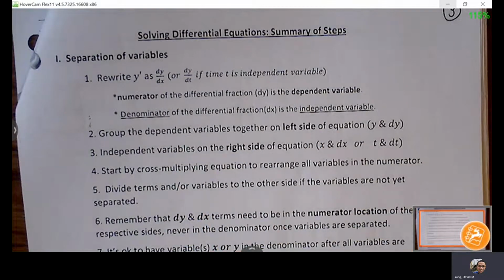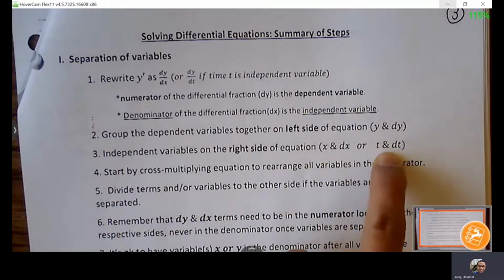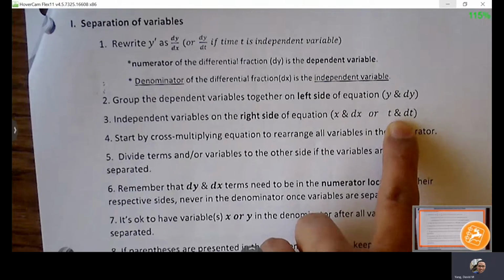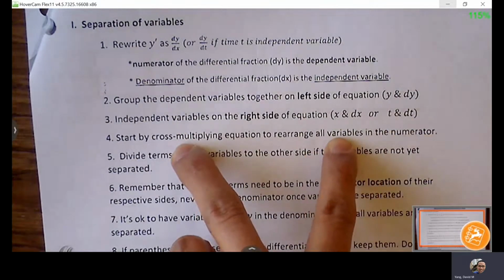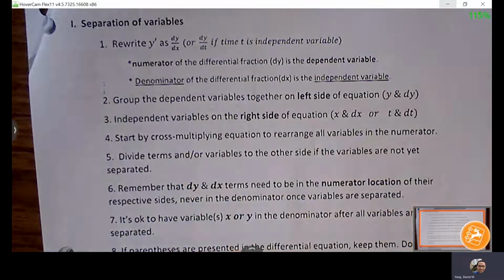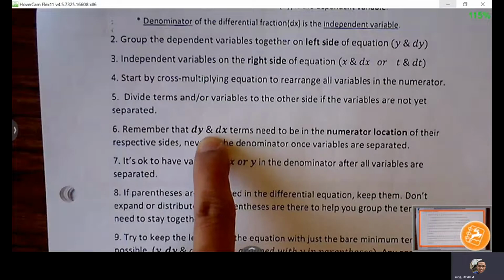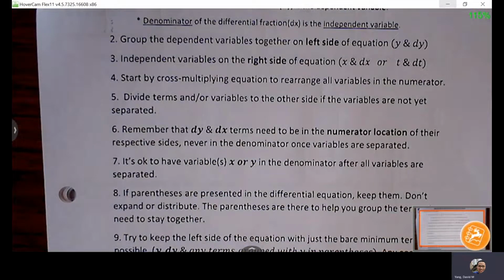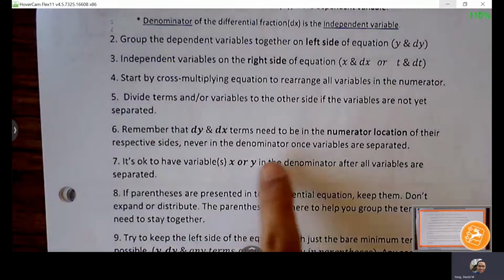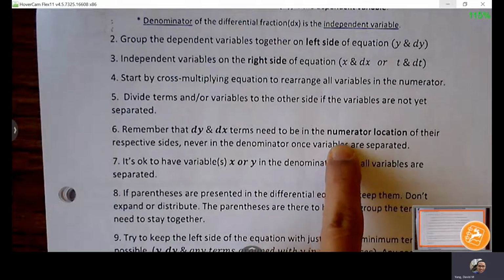We talked about yesterday how the first thing we want to do is to group the dependent variables together on the left side, the y and dy, and then the independent variable we want to group on the right side of the equation. So x and dx, or later on we're going to see t and dt as a popular independent variable as well. We like to start by cross multiplying equations to rearrange our variables in the numerator. So when we cross multiply, we may not get full separation, but we will ensure that our dy and dx are locked into their right spots, right? We need the dy and dx to be in the numerator location, and then from there we decide what else needs to be moved to get everything in their proper places.